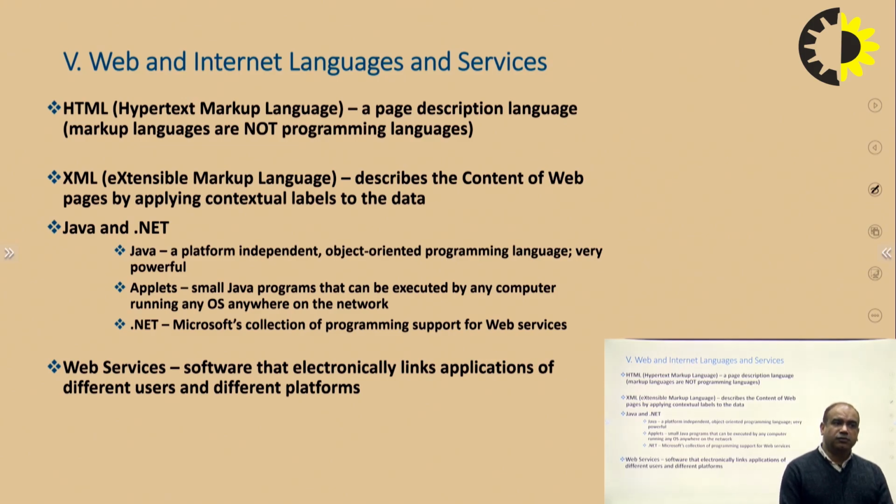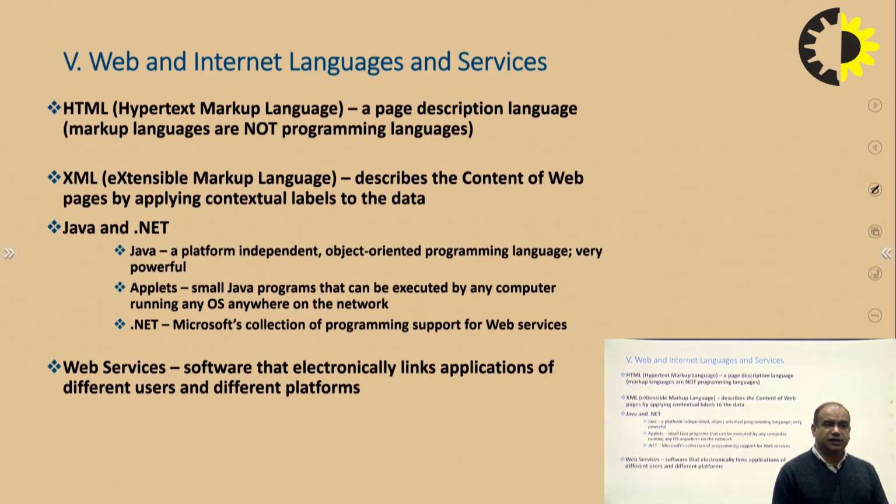Next is Java and .NET. Java is a platform independent object oriented programming language, very powerful. Applets are small Java programs that are executed by any computer running an operating system on the network. That is part of Java, but nowadays applets are deprecated due to some security concerns, and now Spring as well as Servlets are used in place of applets. Also, the .NET framework is part of Microsoft's collection of programming support for web services.